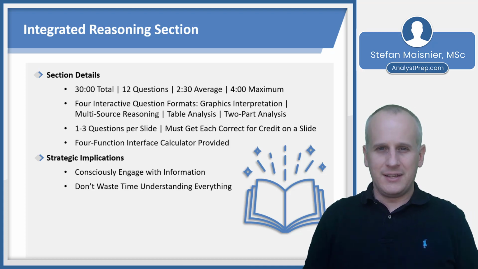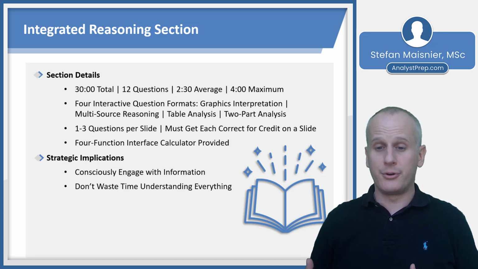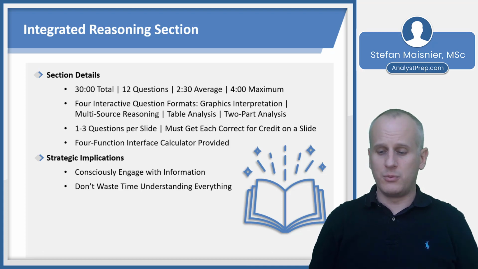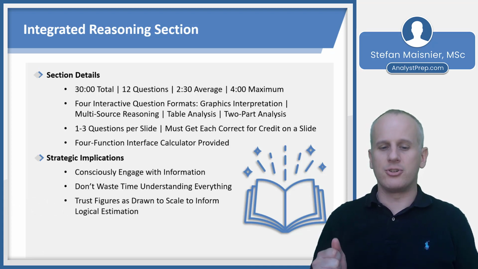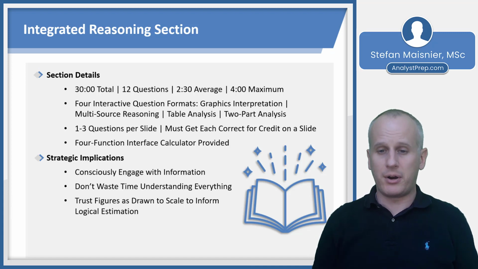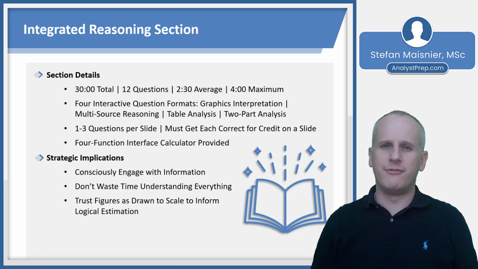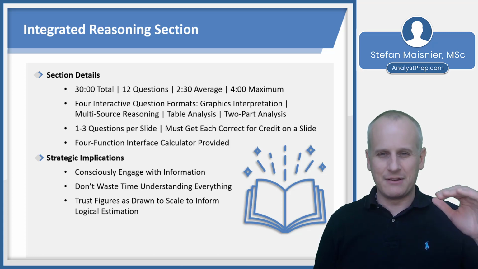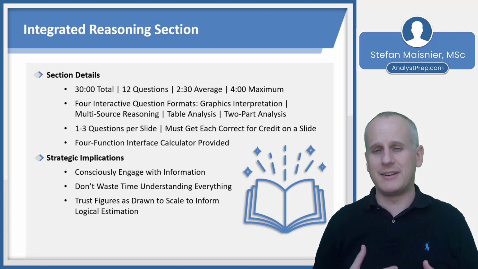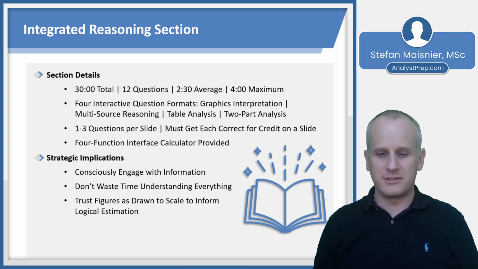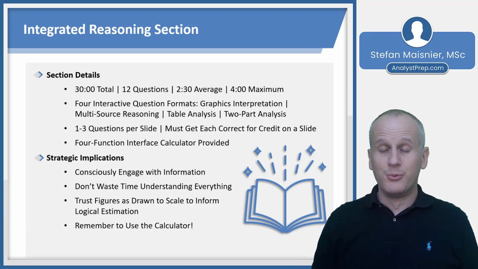So there is going to be more information per question generally with the integrated reasoning than any other question type on the exam as a whole. So make sure you're not wasting time looking at things that aren't being asked about when you're engaging with these slides. You can, however, trust that the figures they give you, whether that's say a bar graph or a line graph or something of that nature, is drawn to scale, and you can use that to inform good logical estimation. So if you're looking at some bar charts, you might be able to say, well, these bars are significantly higher than other ones, and that may save you from having to calculate all of the different possibilities that are out there. But do remember to use that calculator.